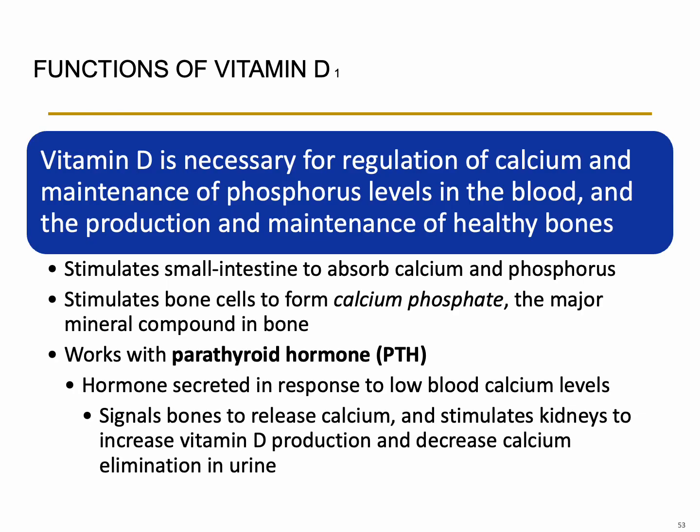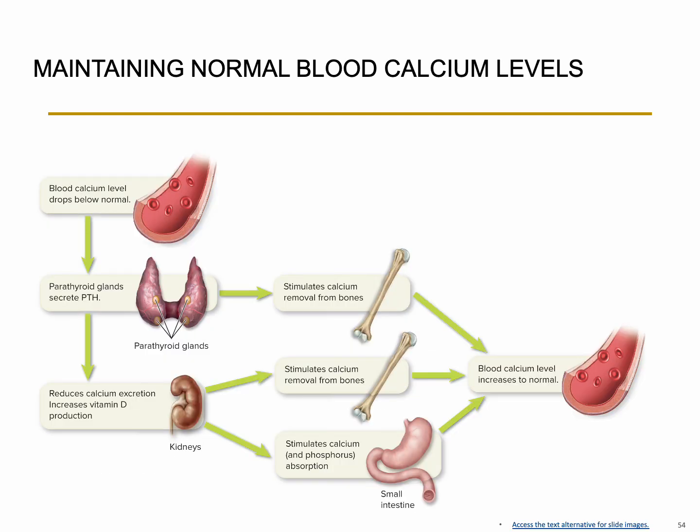This slide repeats a few of the things I mentioned in the last slide, but also mentions the role of the parathyroid hormone. When the levels of calcium in our blood are low, it signals the bones to release calcium and stimulates kidneys to increase vitamin D production and decrease calcium elimination in urine. So again, this is about homeostasis of these really important minerals in our body. This is just another way of looking at everything we talked about in the last couple slides.